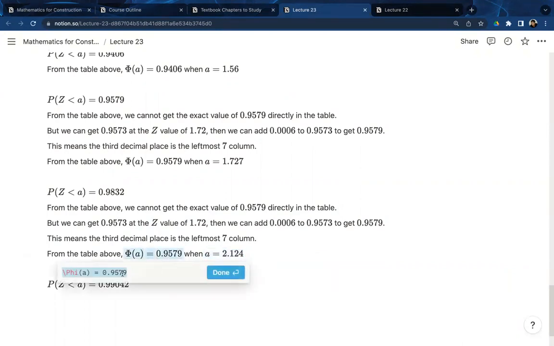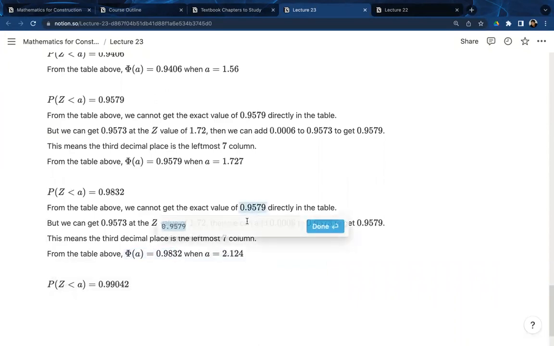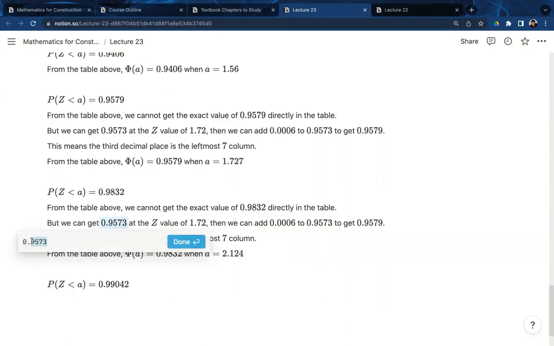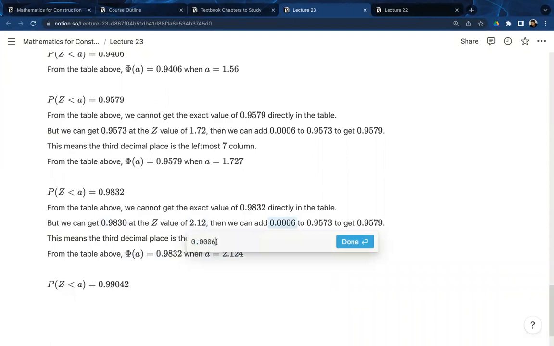And it's 9832 we want. Now we can't get 9832. But we could get 9830 with a Z value at 2.12. Then we could add a 2 to 9830 to get 9832.